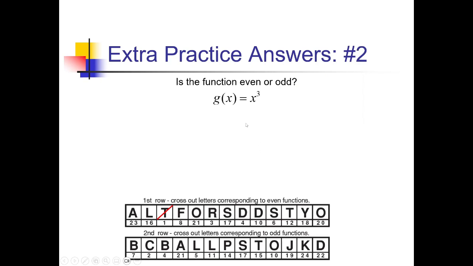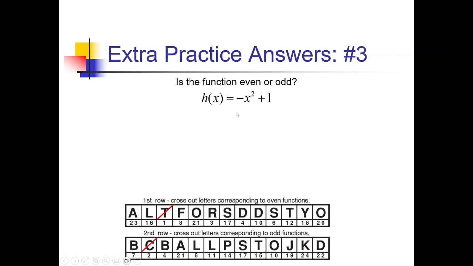For this one, we see that x cubed has all odd powers. There's just one power to begin with anyway, so that means this is an odd function, which means we'll cross off something in the odd row here above 2, which is going to be a c right there.